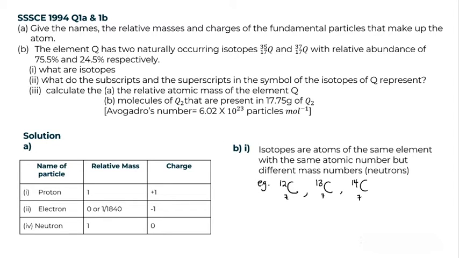Alright, so the II aspect is asking what do the superscript and the subscript in the symbol of the isotope Q represent? So let's look at that. If we look at Q, capital Q here, we have a number here. Let me represent that with A and then B, where A is the superscript because it's at the top, and B is the subscript.